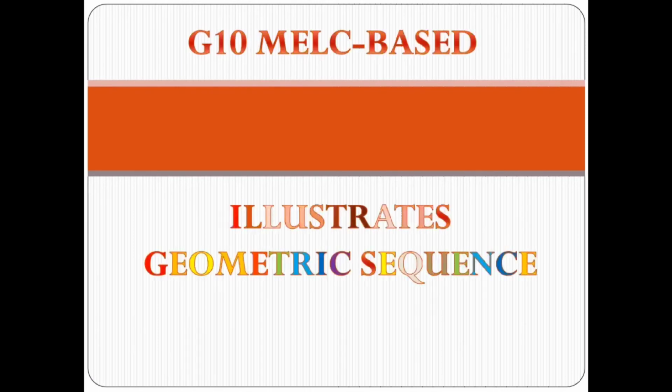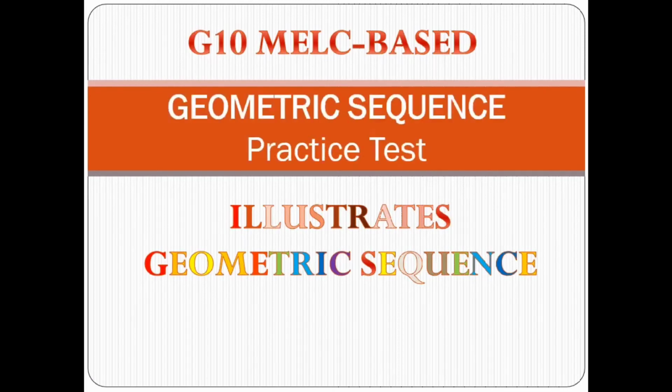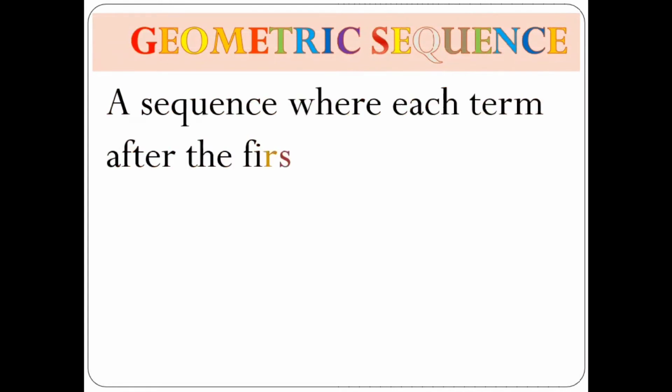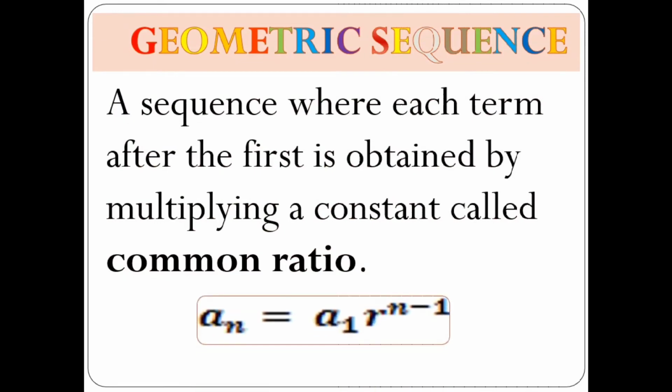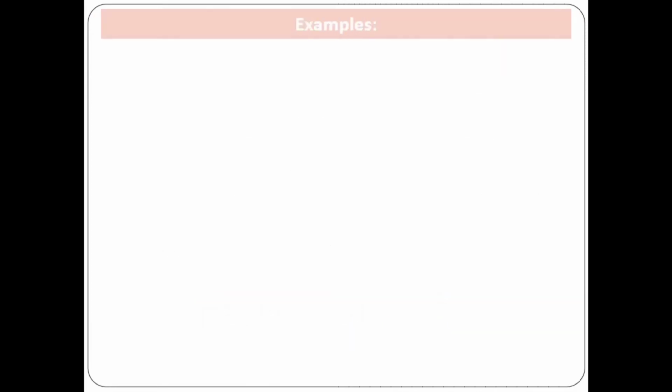Our topic for today is all about geometric sequence. A geometric sequence is a sequence where each term after the first is obtained by multiplying by a constant called the common ratio. The formula for a geometric sequence is a sub n is equal to the first term times the common ratio raised to n minus 1.